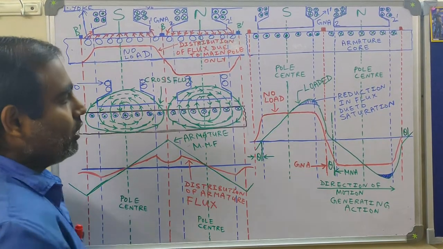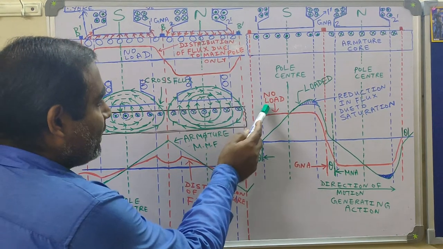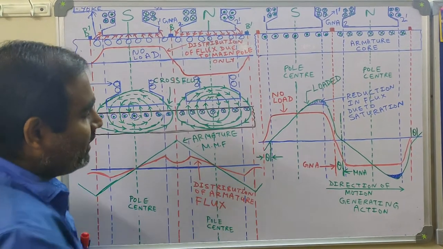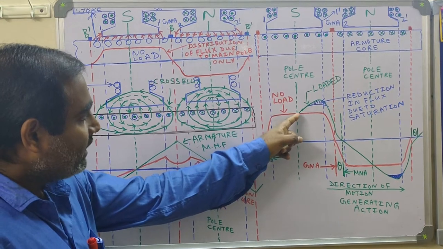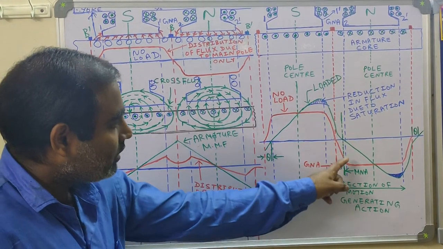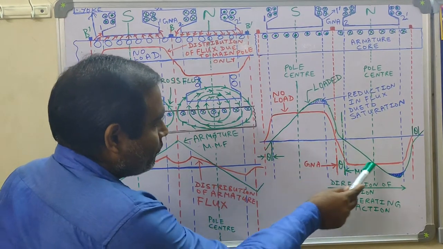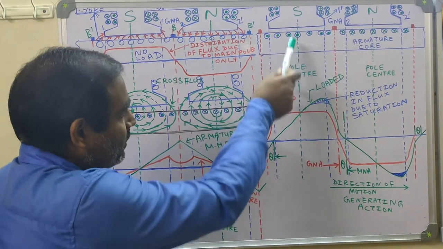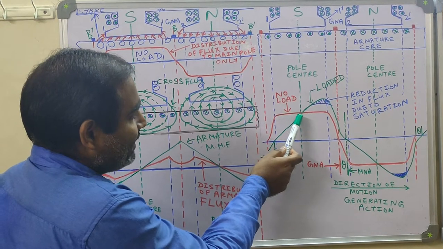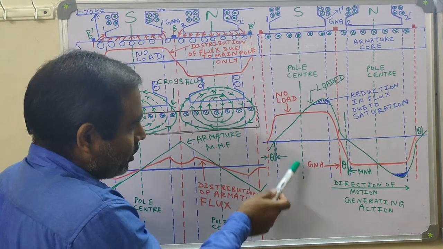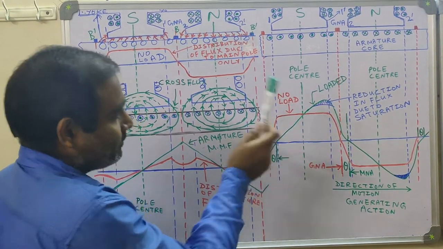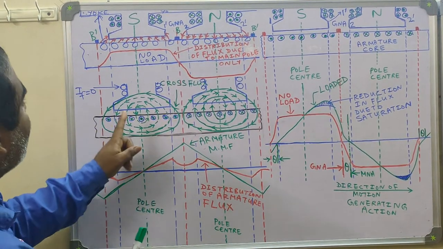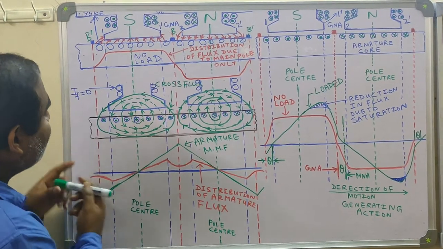So in this case also, the value of the flux at no load condition and at loaded condition happens to be the same at the pole center. If you look at this particular point, the green line is the flux distribution under loaded condition, and the red line is the flux distribution at no load condition. So if you just focus along the pole center line, that is the center of the south pole, you will find that there is no change in the flux at the pole center, both at no load condition as well as at loaded condition. This is because armature MMF is passing through zero at the pole center, or you can say that field flux and armature flux are in exact quadrature.